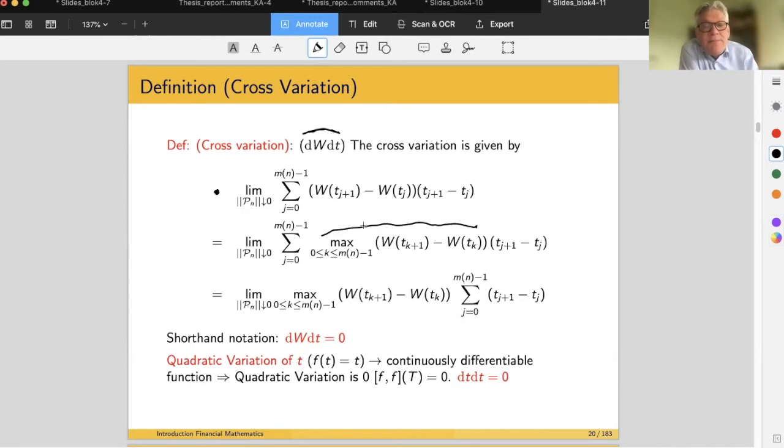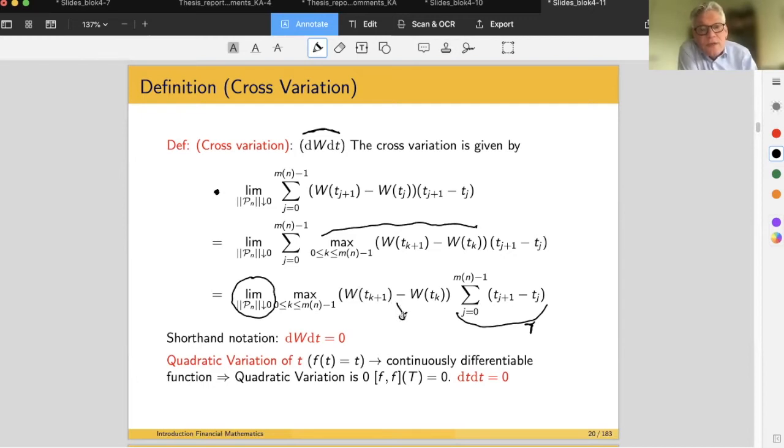Now this is not depending on j anymore, so we can take it out of the sum operator. So in the limit, with the mesh going to 0, we have the maximum of W_{t_{k+1}} minus W_{t_k} times the sum, j runs from 0 to the number of points in the partition, of t_{j+1} minus t_j. This part here is equal to capital T. And because this is a continuous process, and because the mesh is going to 0, this will eventually go to 0.